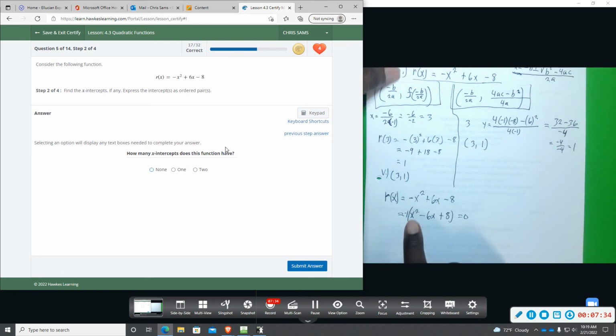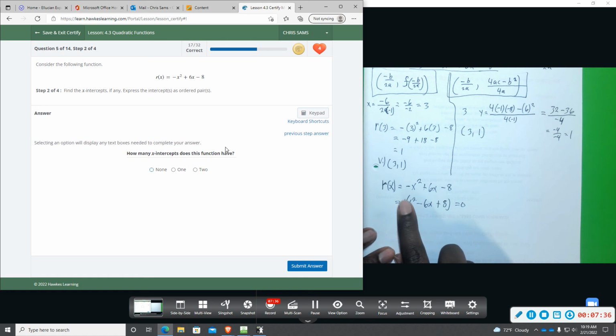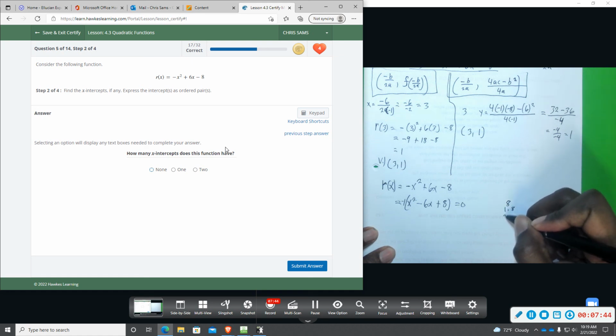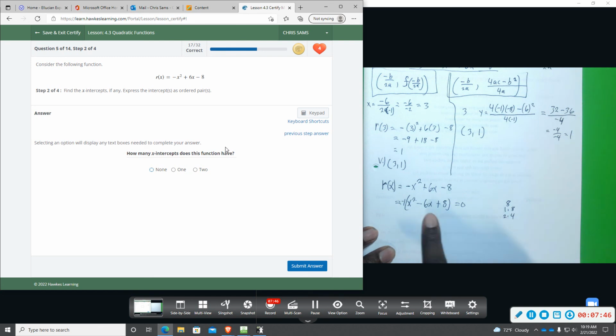So now that the leading term is positive, we're going to multiply our leading term, which is 1, times the constant term, which is 8. We're going to factor 8: 1 and 8, 2 and 4. Whatever your second sign is, which is positive, we want to add the factors to get the middle number. So if I add 1 and 8, that will give me 9. That's not it. 2 and 4 will give me 6. So these are the ones I use. That means it will factor.